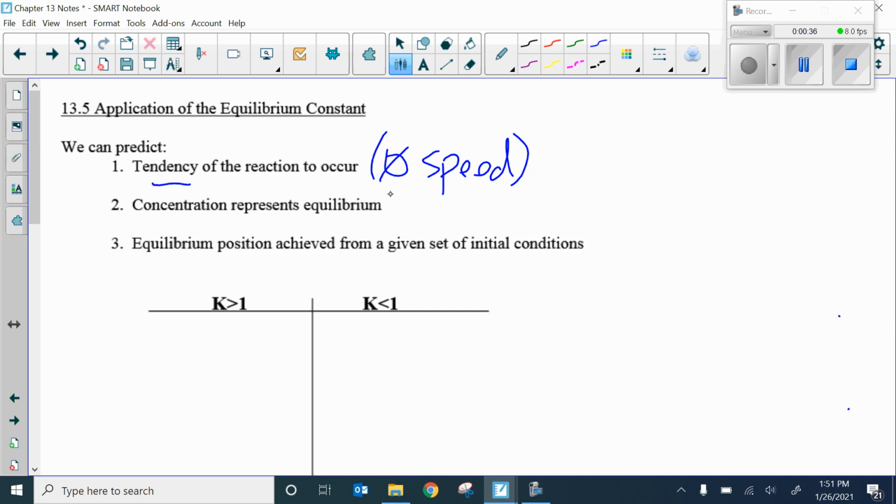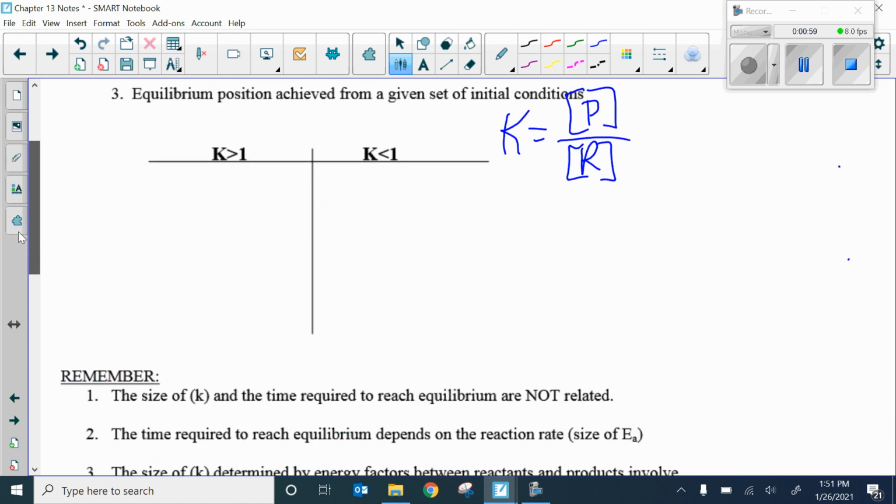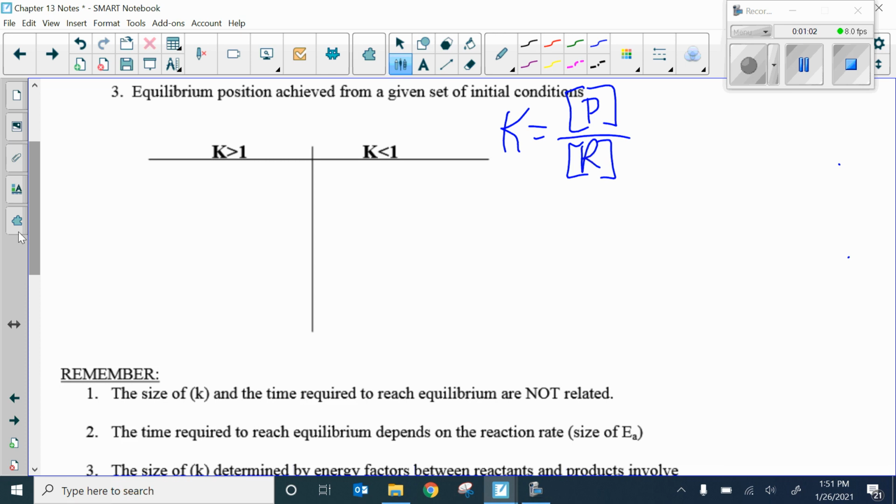What is the concentration at equilibrium and the equilibrium position achieved from a given set of conditions? Now, as we go through what K is, we need to be reminded that K is our equilibrium constant, which is the concentration of our products over the concentration of our reactants. So keep that in mind as we are working through this podcast here. So if I am given a balanced equation and I see that K is larger than 1, then the first thing that I can figure out is that the reaction to get to equilibrium is going to have to shift to the right.